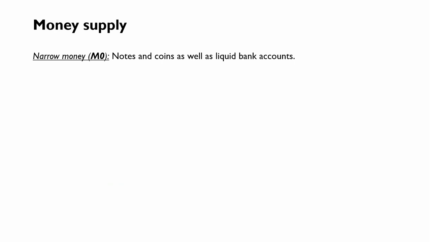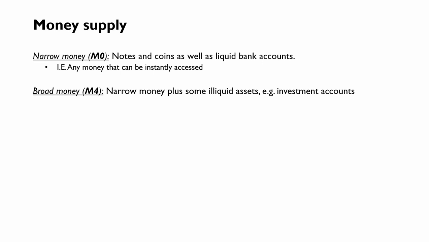We'll see a little bit more detail when we've looked at more of these financial assets in a couple of topic videos' time. The first definition of the money supply is narrow money. This is notes and coins, as well as liquid bank accounts. And we mean very liquid bank accounts, instant access. Normally, narrow money only includes the reserves held by commercial banks at the Bank of England. But again, more on that in a little bit. So it's money that can be instantly accessed.